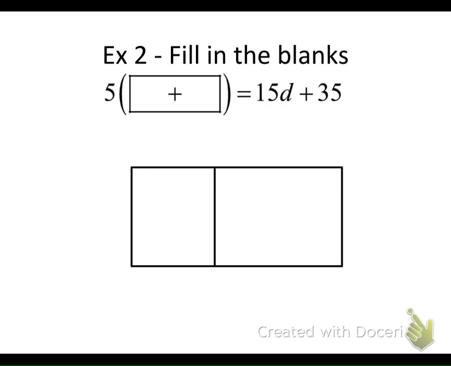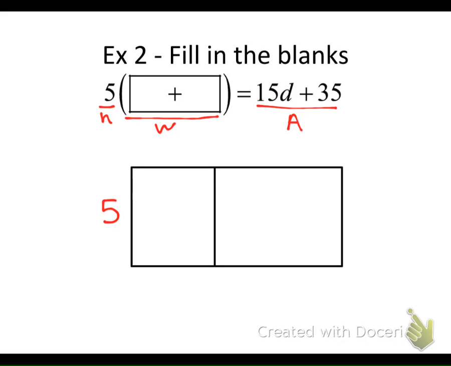Okay, so when I'm looking at this, I have 5, parentheses, blank plus blank, close parentheses, equals 15D plus 35. So let's fill in that information that I already know in my model. What is my height going to be? 5, very good. I do not know my width yet, right? And I know the area of each of the rectangles that they gave us is 15D plus 35. So where is that 5 for height going to go? On the side, right?